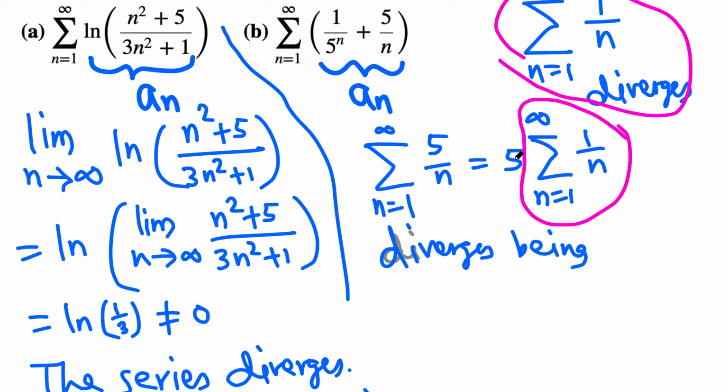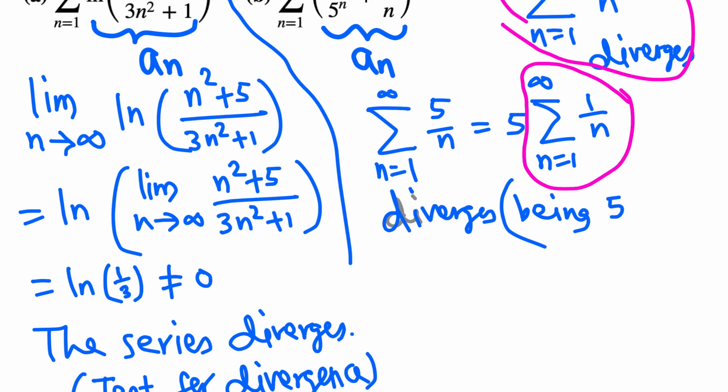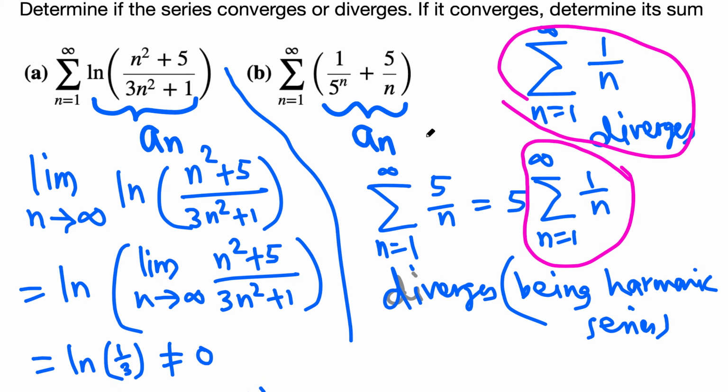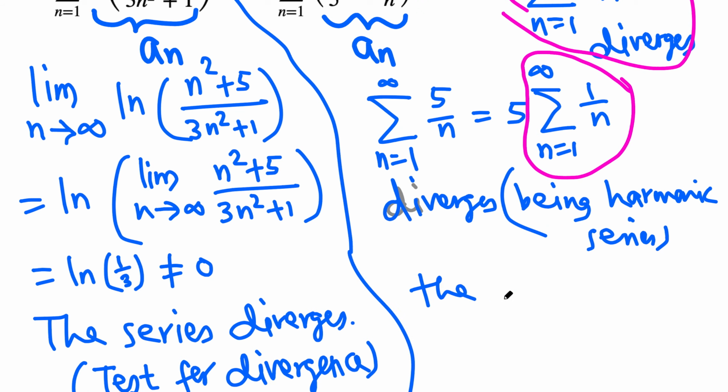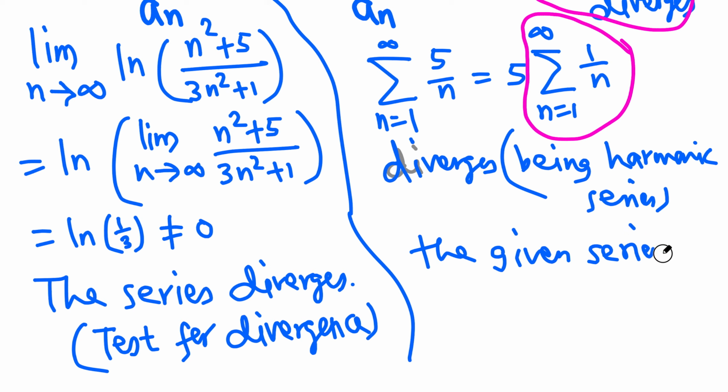It diverges, being 5 times a divergent series, because this sum will be very, very big, infinity. So 5 times infinity is infinity, being a constant multiple of the harmonic series. Okay, diverges, being 5 times the harmonic series. This part diverges, so the whole series diverges. The given series means we got a sum of two different things. This given series diverges.